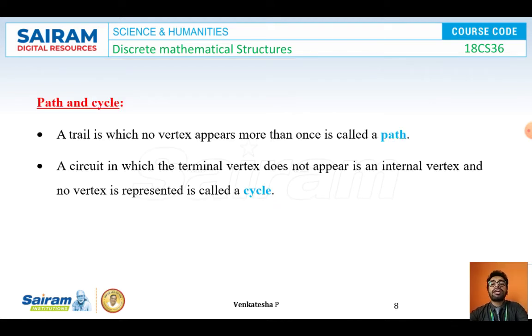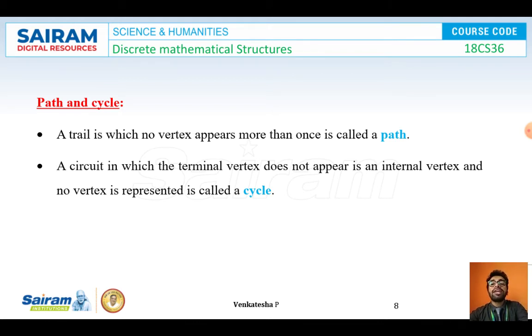Next is path and cycle. A trial in which no vertex appears more than once will be called a path. To define a path, I am taking a trial. A trial means it must be an open walk with no edge repeating. So a trial in which no vertex appears more than once will be called a path. So take an open walk in which no edge is repeating and no vertex is repeating; it will be called a path.